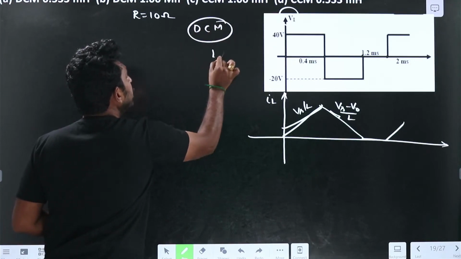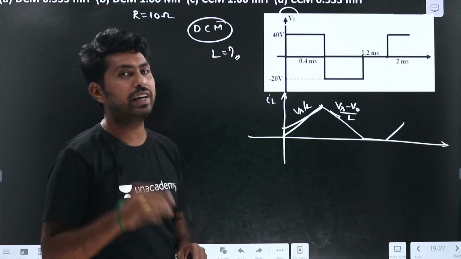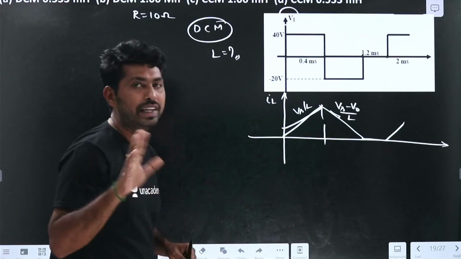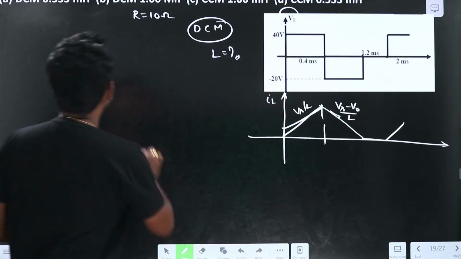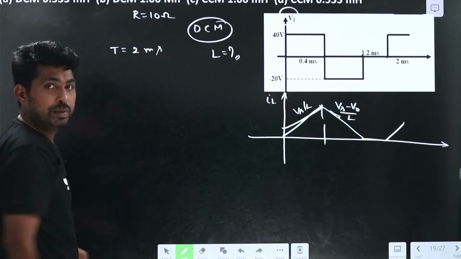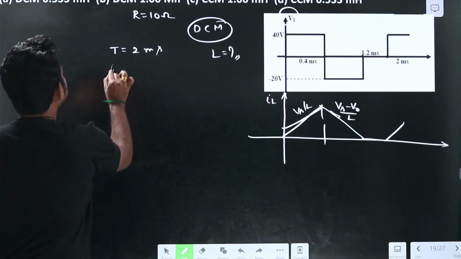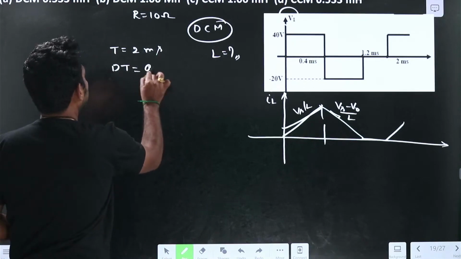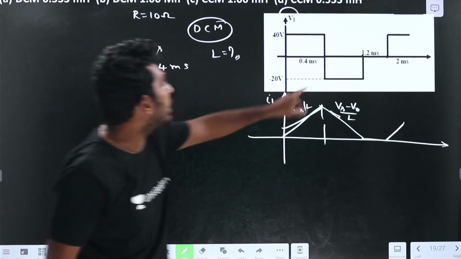Again we need to find the inductance here. How can we find it? Let us see. Let me find D and D1. What is the total time period from this graph? The total time period is given as 2 milliseconds. What is the time period of dT? dT is 0.4 milliseconds.